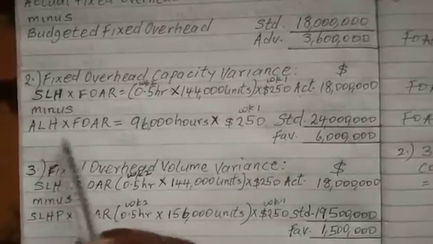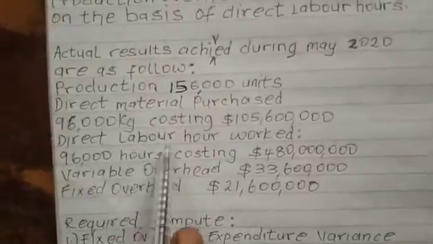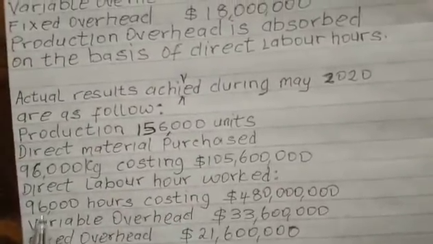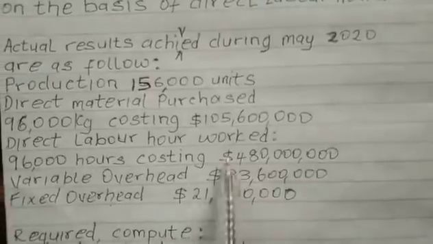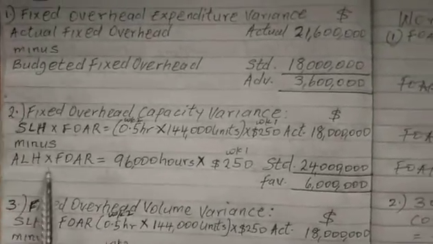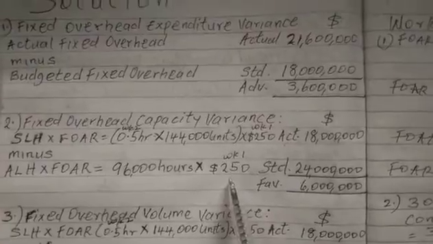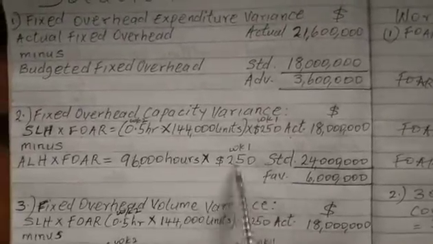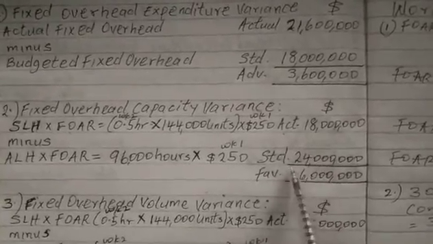Minus actual labor hour multiplied by fixed overhead absorption rate. What's our actual labor hour? It is given in the question. You go to the actual aspect of the question: direct labor hour worked is 96,000 hours, costing $418 million. Actual labor hour is 96,000 hours, multiplied by fixed overhead absorption rate, working one, $250. Multiply it together, it gives you $24 million. Actual is lesser than the standard, so you have favorable.